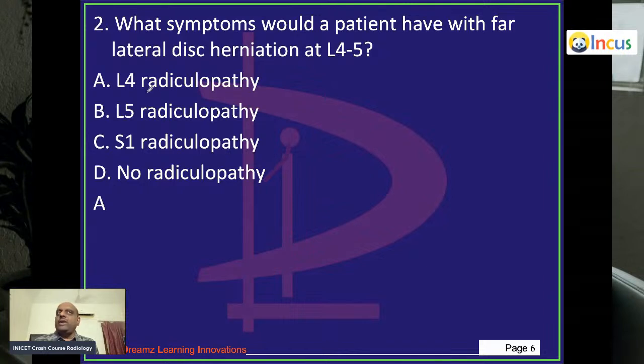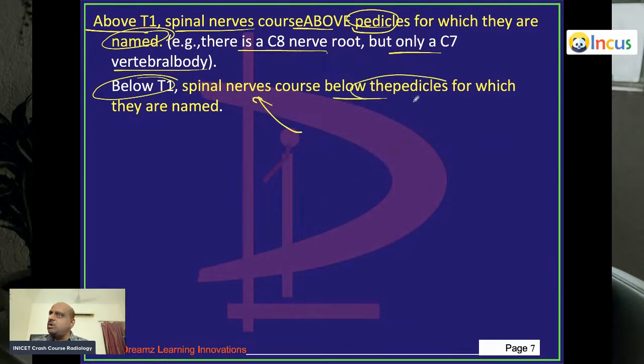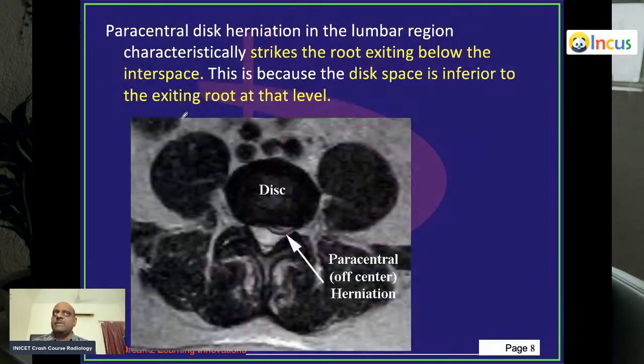So whenever there is L4, L5 disc herniation, there is an L5 radiculopathy is what you need to remember. Above T1, spinal nerve roots exit above the pedicles for which they are named. For example, there is a C8 nerve root, but only a C7 vertebral body. Below T1, spinal nerve roots exit below the pedicles for which they are named.